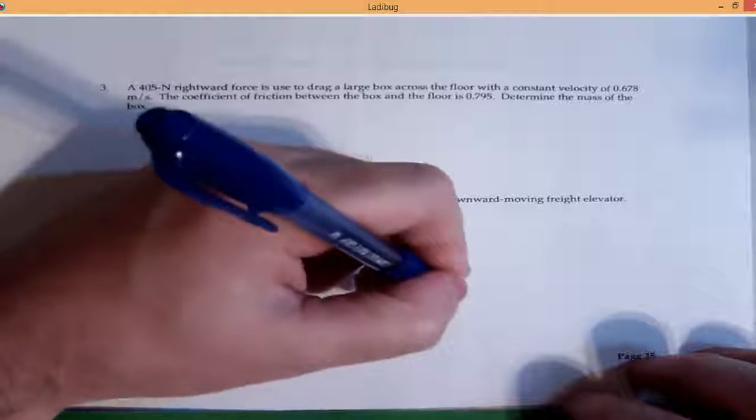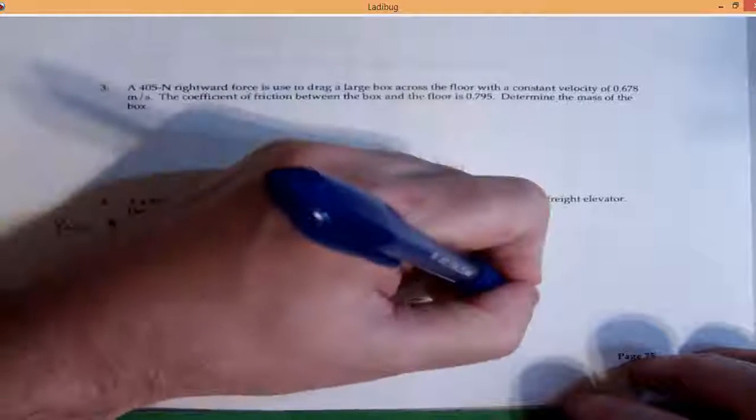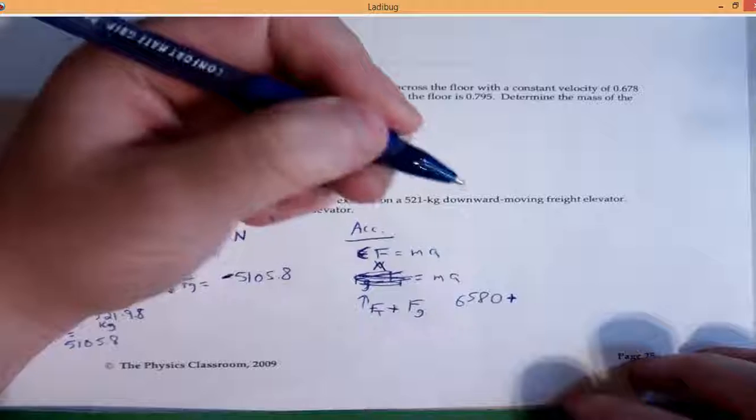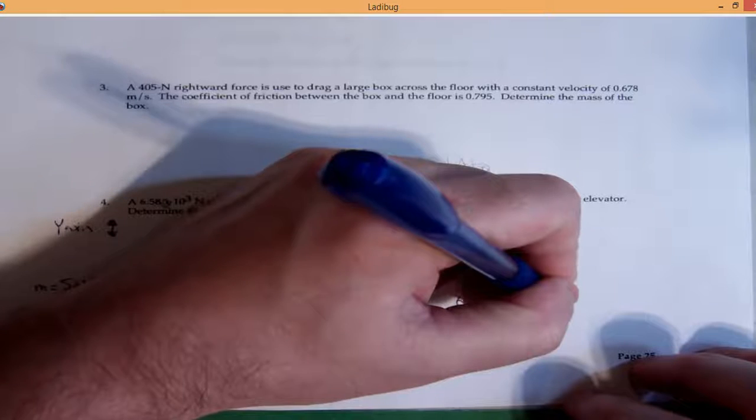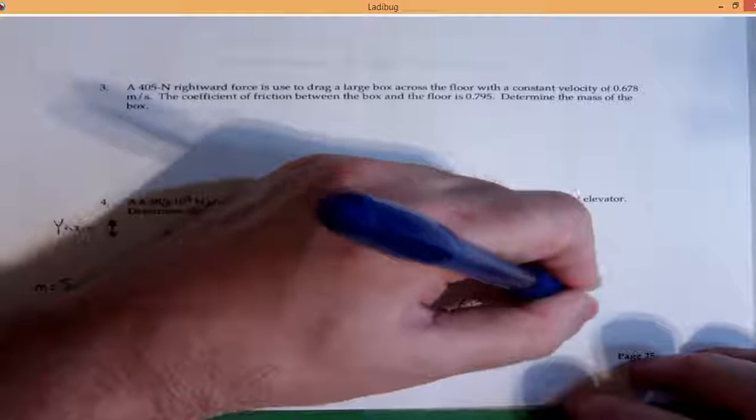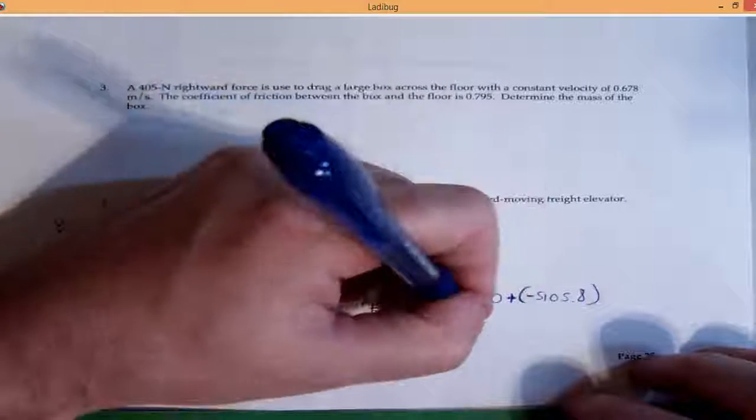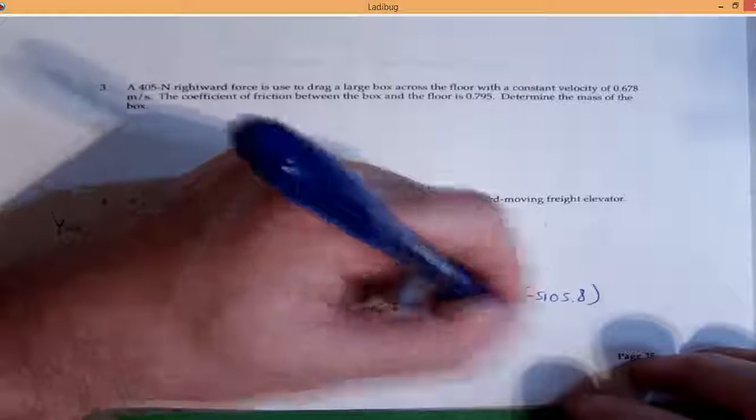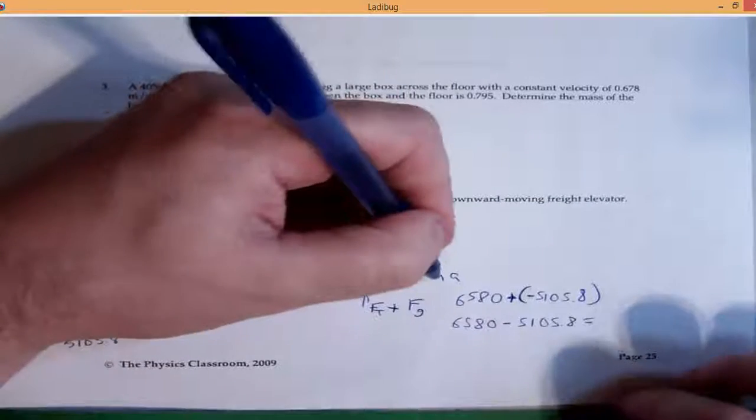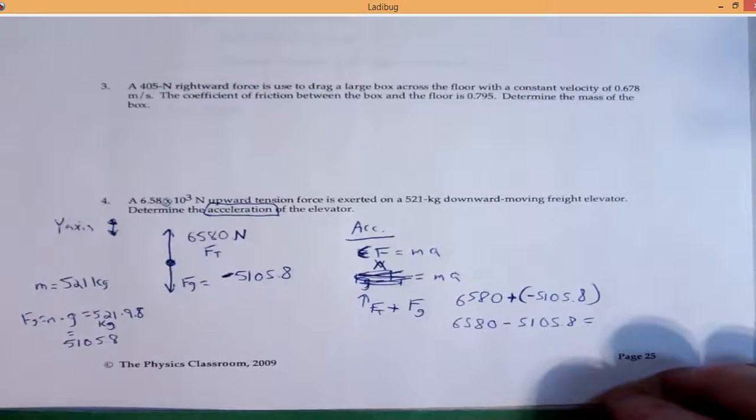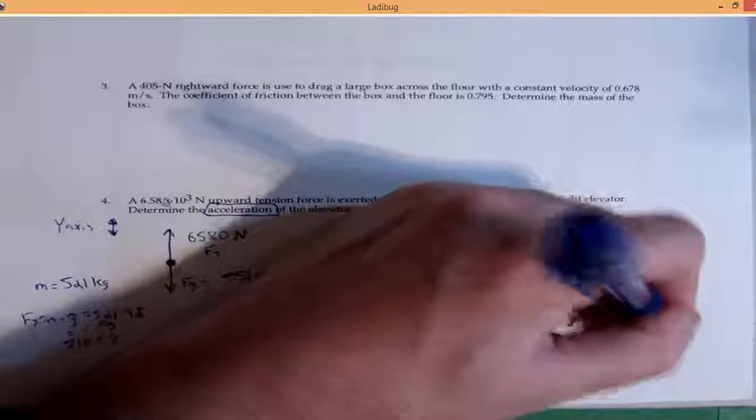So that being said, we're going to do 6580, and we are going to add a negative, put it in parentheses, 5105.8. So if you're adding a negative, just know that you're subtracting it. So for confusion's sake, I'm going to rewrite it. 6580 minus 5105.8 equals our mass times our acceleration. If we know our mass is, can we still see the screen? Awesome. Our mass is 521, and our acceleration we're trying to find.